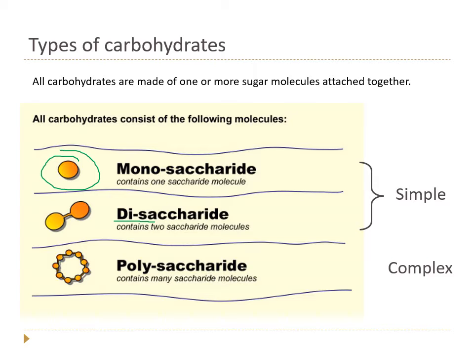Lactose and sucrose, which is table sugar, are examples of disaccharides. And then if we hook a whole bunch of saccharide molecules together, that's called a polysaccharide or a complex carbohydrate. So our simple carbohydrates have just one or two saccharide molecules in them, and then our complex carbohydrates have multiple. They are polysaccharides.